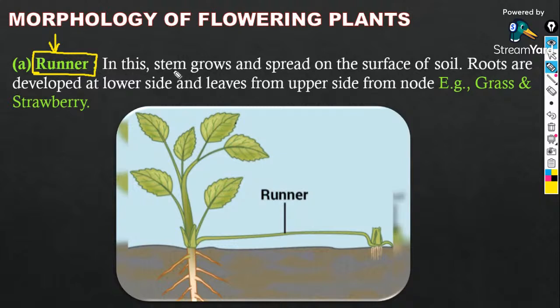So, in runner, the stem grows and spreads on the surface of the soil. Roots are developed at the lower side and leaves from the upper side from the node. Example is the grass and strawberry.